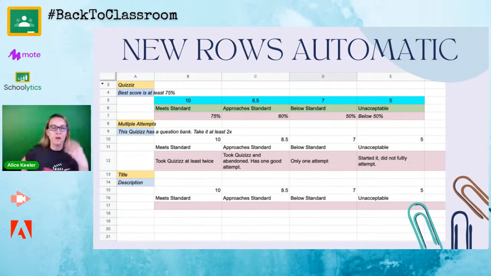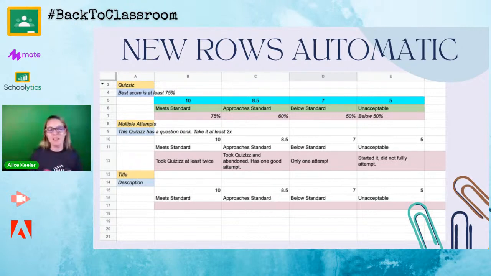So I put on here that they did multiple attempts. So in quizzes, what I will do is I'll use the question bank option. So it just gives them 3. So maybe I want them to get at least 3 questions. I want them to get at least 80%, and they have to take it at least twice. Might do something like that. So I've added that into my scoring guide.